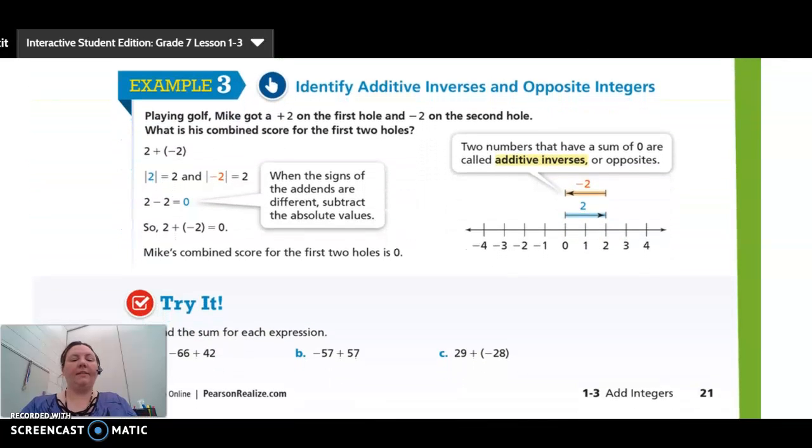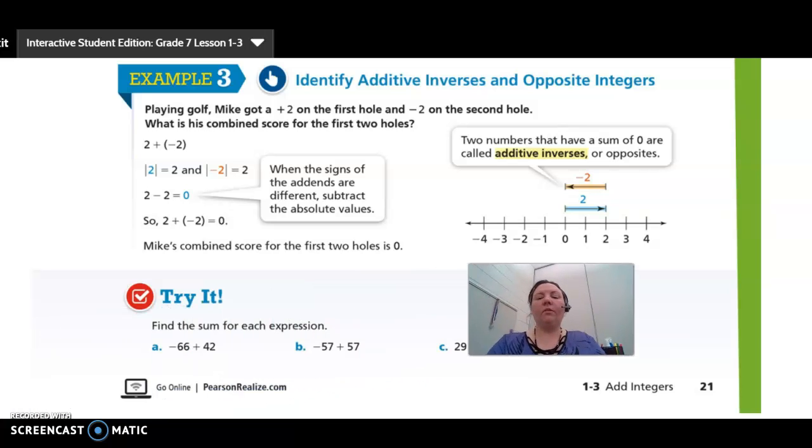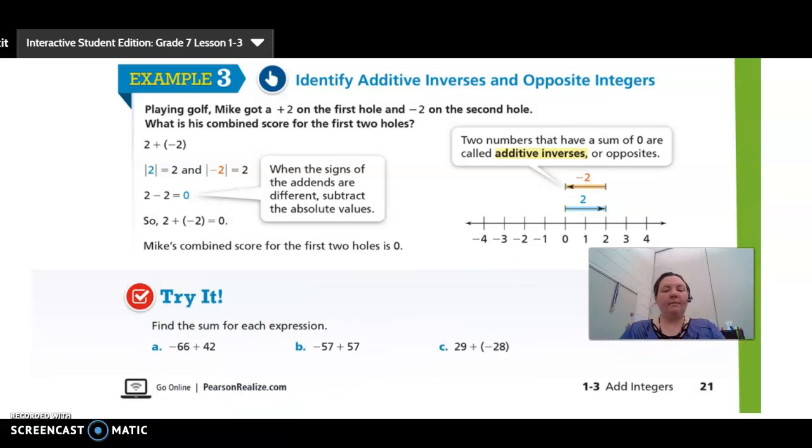And if we look at some example problems down here on the bottom, the first thing I want you to do is simply pause and think about what will my answer be? Will my answer be positive or negative?